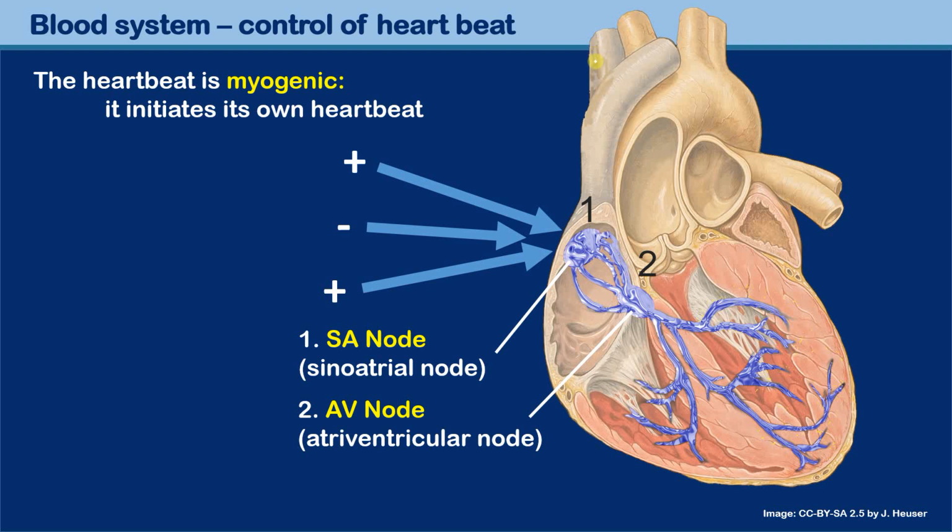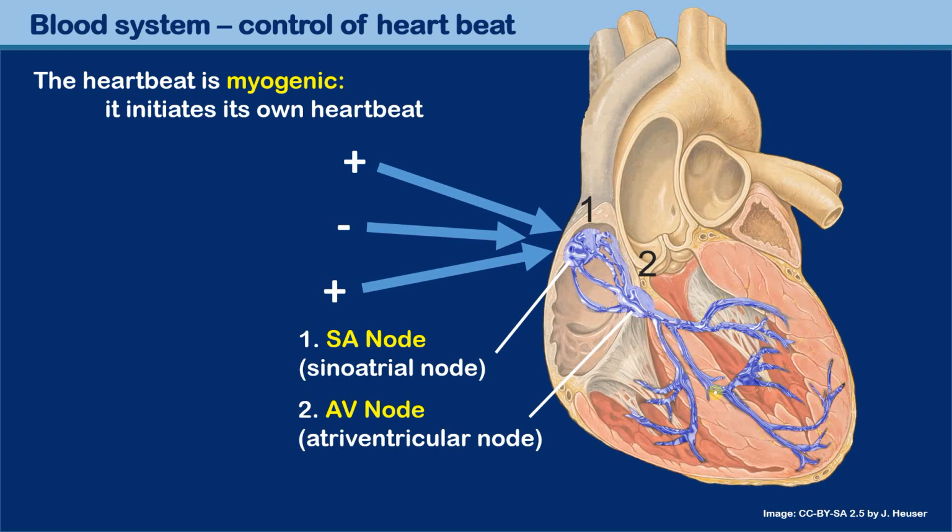On this slide, I'd like to explain how the heartbeat is controlled. And over here you see a hopefully slightly more realistic drawing of the heart than in the other slides I've shown you. And there are a whole bunch of blue little structures, lines running through the heart over here. And these are nerve fibers.